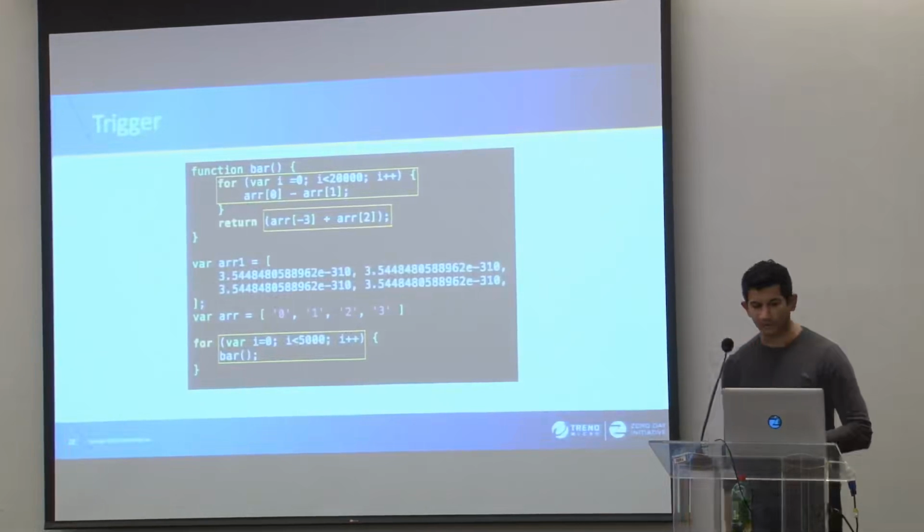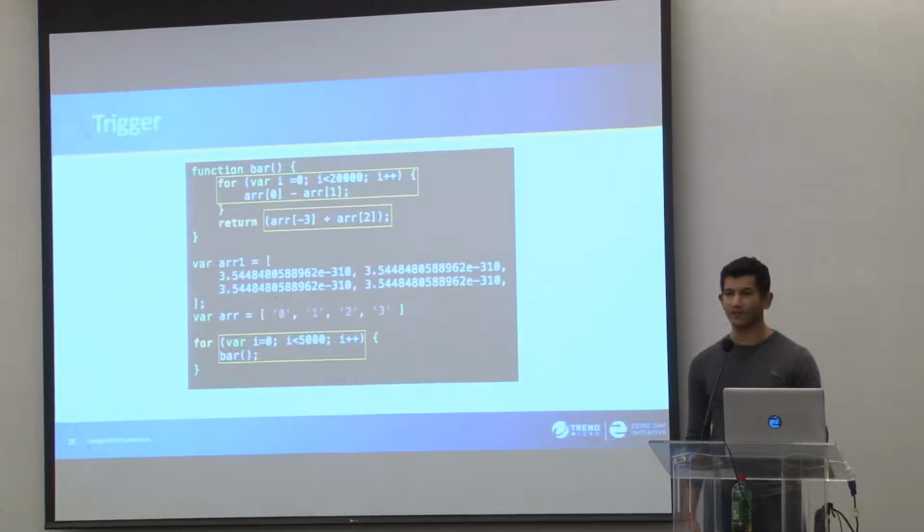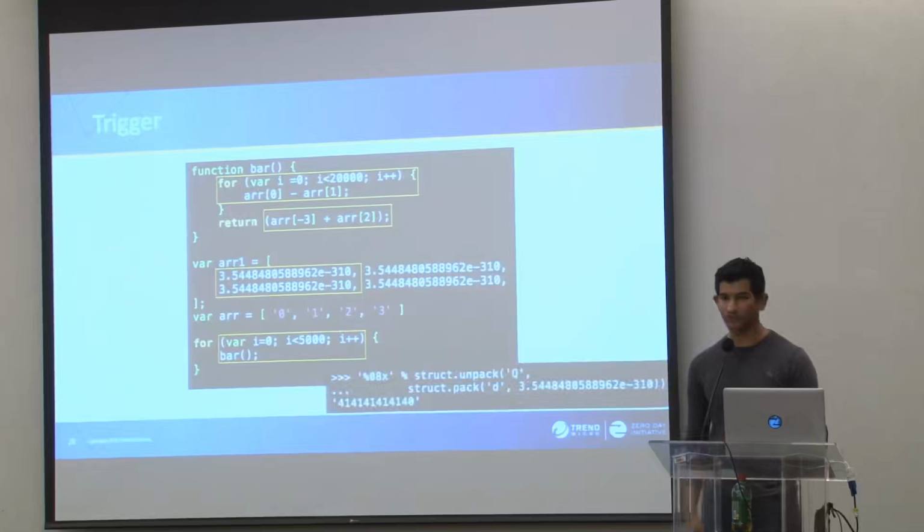At the end of the bar function, we have an array being accessed at a negative index, so -3, and then being added to array 2. And if we look at these values, this is 3.54, whatever, that ends up being 41, 41, 41, 41, which is the value we were crashing at.